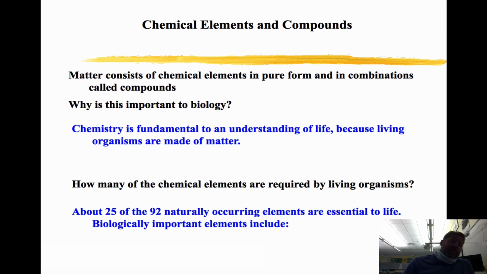There are about 25 total that make up the biological world. About 5 or 6 of them are super important. 4 in particular: carbon, hydrogen, oxygen, nitrogen. You'll have to know those really well, in addition to some other ones like sodium, potassium, chloride, magnesium, things like that, which we'll get into.